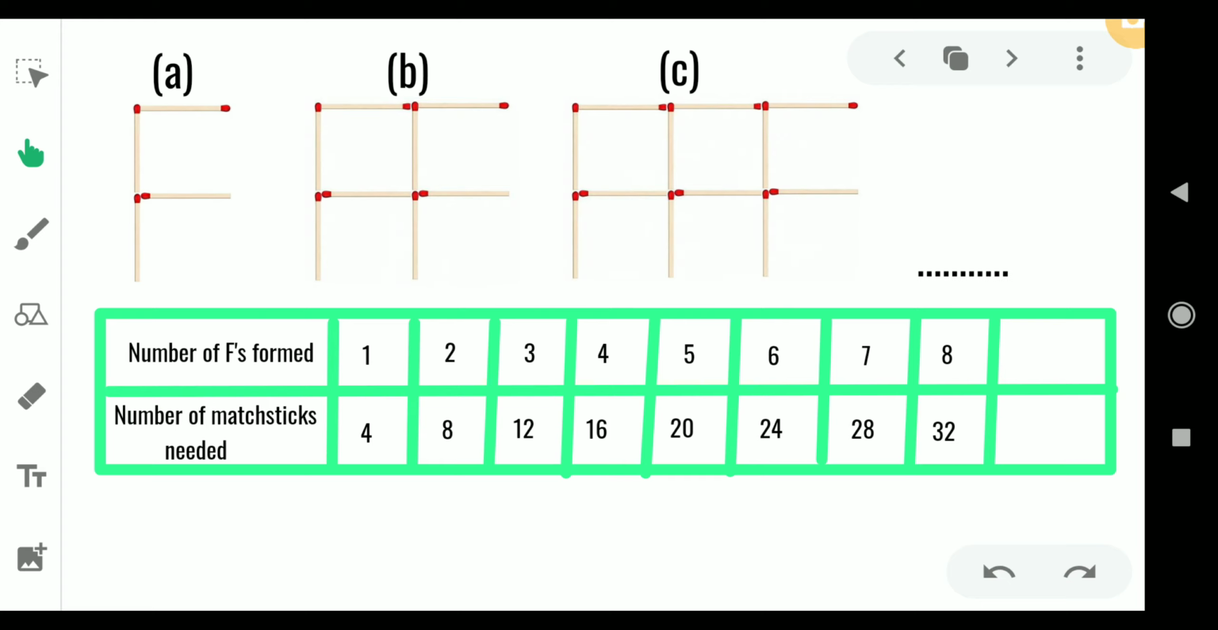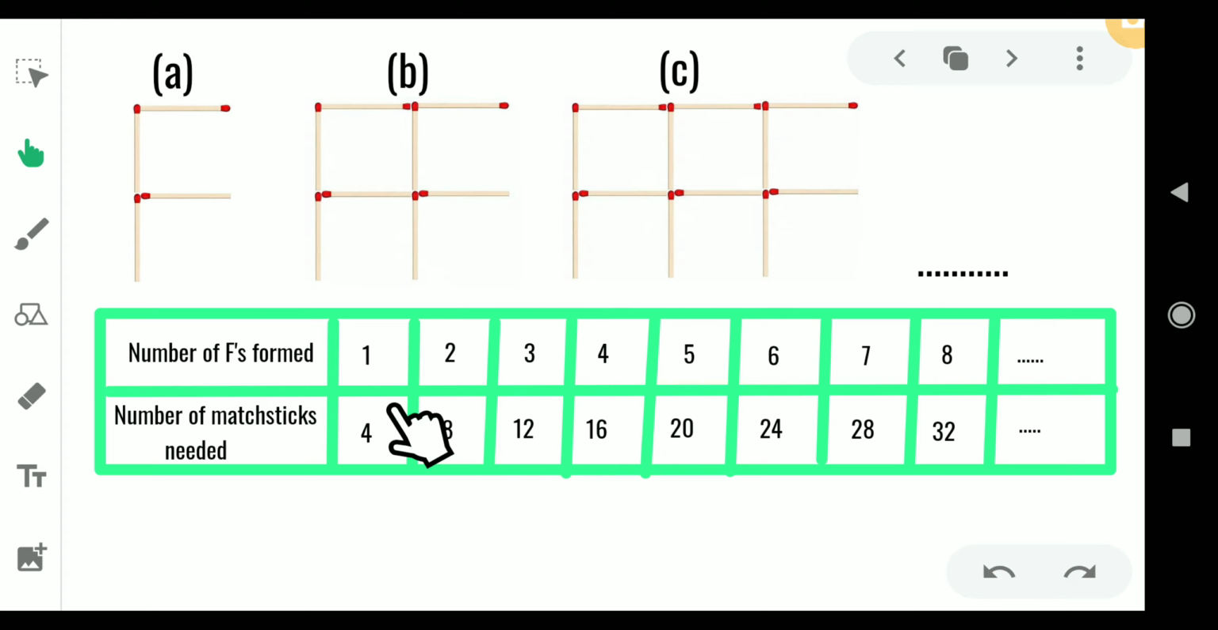So this calculation goes on, and we write it as etc. And for etc, for so many F's, how many matchsticks do we need? So many. We don't know how many F's we have formed. That is why I have written dot dot dot. For those F's, we need matchsticks like dot dot dot, because here we don't know how many F's we have formed. So we cannot guess how many matchsticks we need for that unknown number of F's.